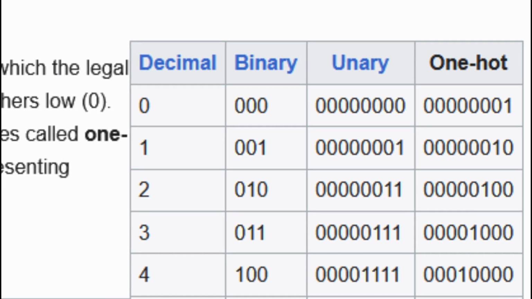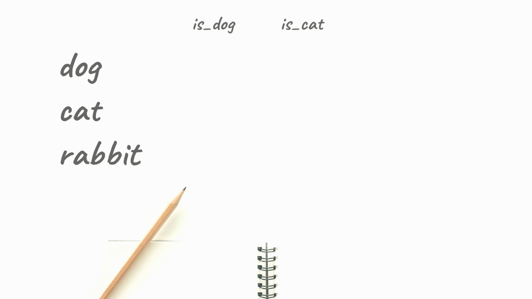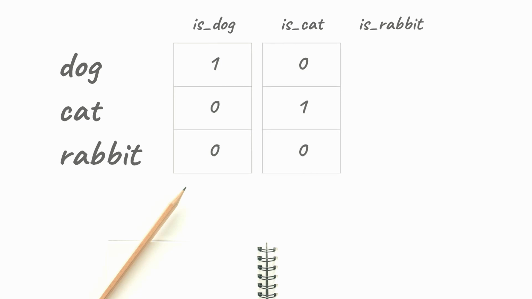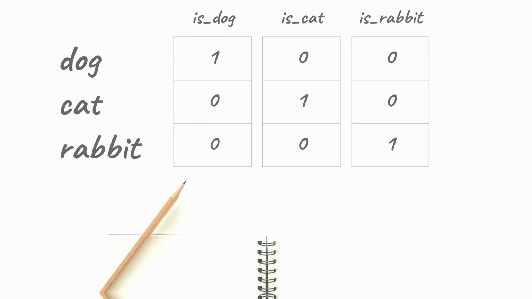So how does it work with words? Let's say that our vocabulary has 3 words: a dog, a cat, and a rabbit. For each of these words, we create a matrix where the first column says the property, is it a dog? The second, is it a cat? And the third, is it a rabbit? And we fill the matrix, so where the row matches the property of the column, there is 1, otherwise it's 0.